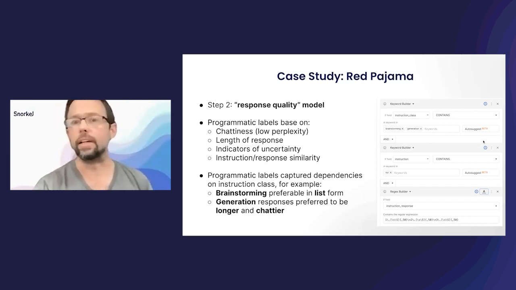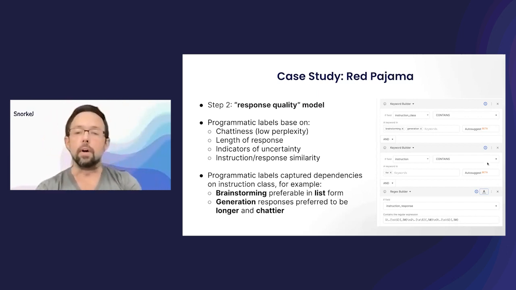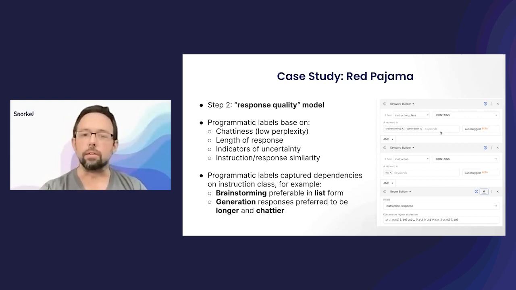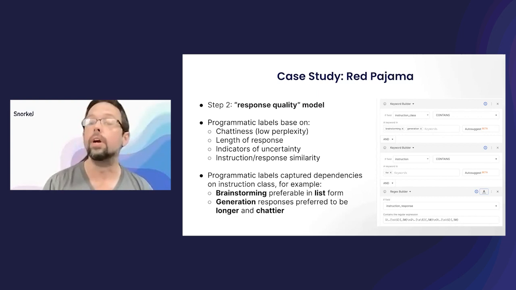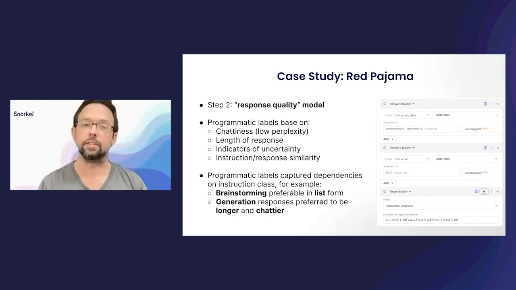So what I'm showing on the right-hand side here is an example of a programmatic label that we generated to capture some of these intuitions. If the instruction class is brainstorming or generation, and the instruction involves a list, then we use a regular expression to look for lists in the response. And if it's a list, let's call that high quality. Again, this isn't our only definition of high quality. This is being combined with a lot of other heuristics to approximate a good training set that an SME would develop to define a high quality model.